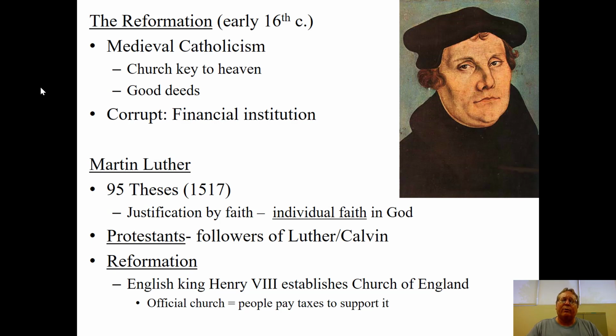So he comes up with a list of 95 things he thinks are wrong with the Christian church, and he tacks them on a church door in Germany. And he's protected by a local noble who knows that the Catholic Church is going to come after Martin Luther, so he gives him a place of refuge. And then because of the printing press, Martin Luther's challenge to the church to clean itself up, to fix itself, actually spreads throughout Europe.